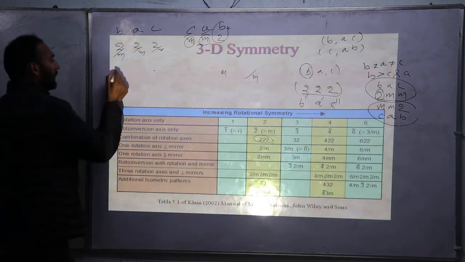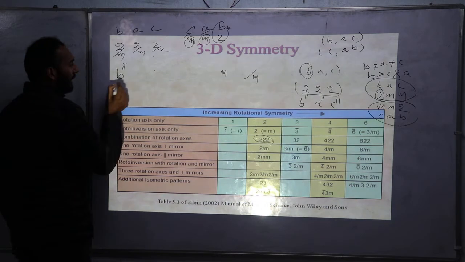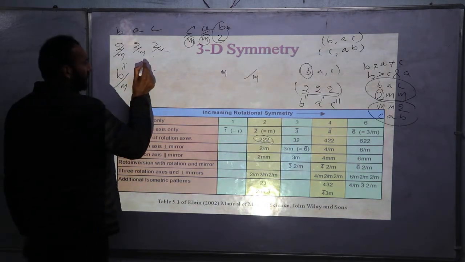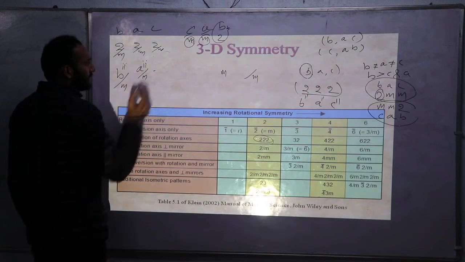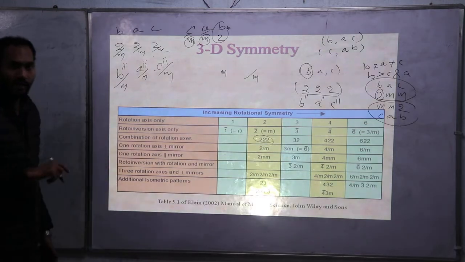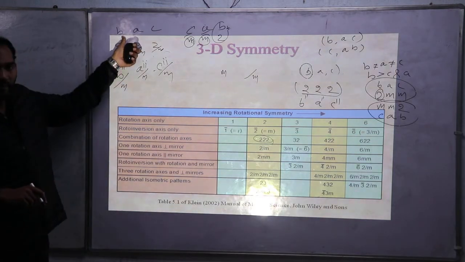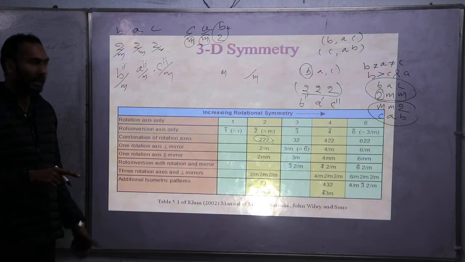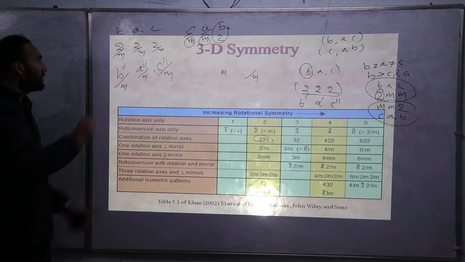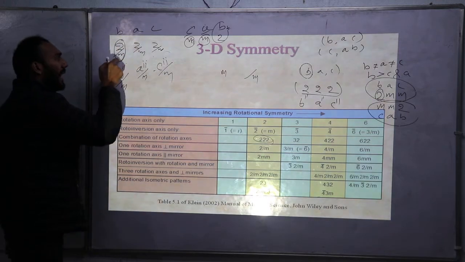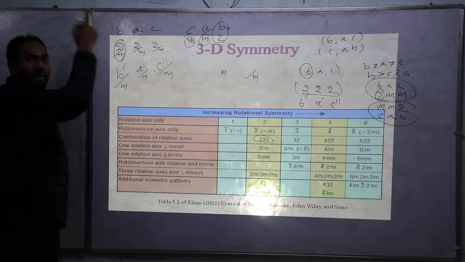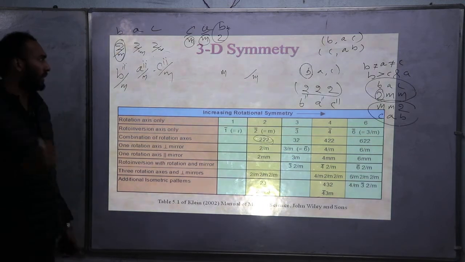That means the B axis is twofold and there is a perpendicular mirror. The A axis is twofold and there is a perpendicular mirror. The C axis is twofold and there is a perpendicular mirror. Because B is having both rotational symmetry, that is twofold, and a mirror plane perpendicular to it, both rotation and reflection we are representing here in the position of B. That's why I am writing 2 by M.